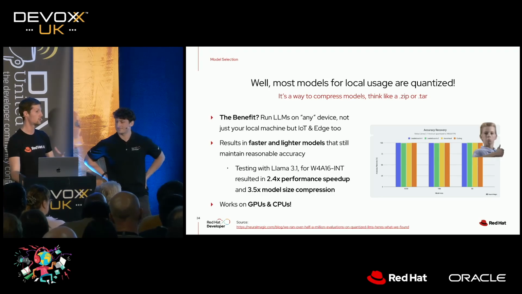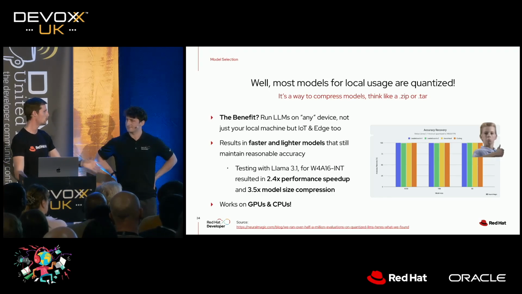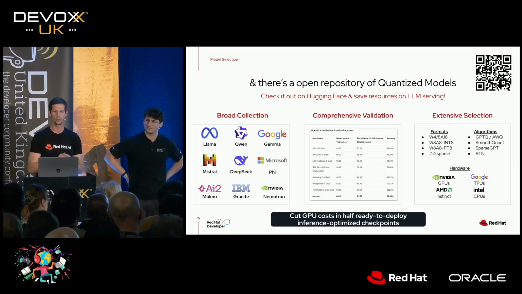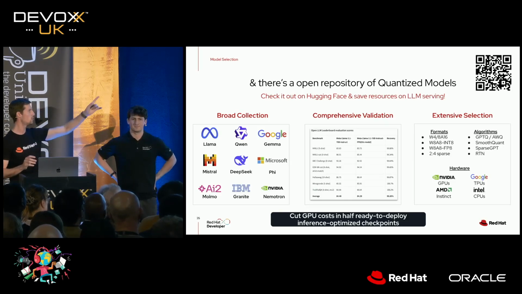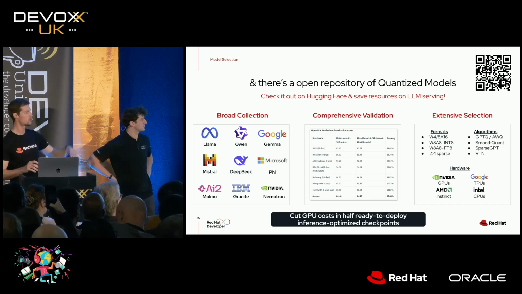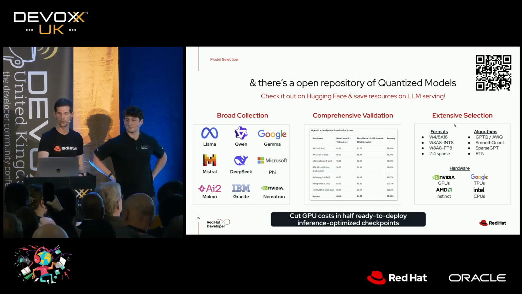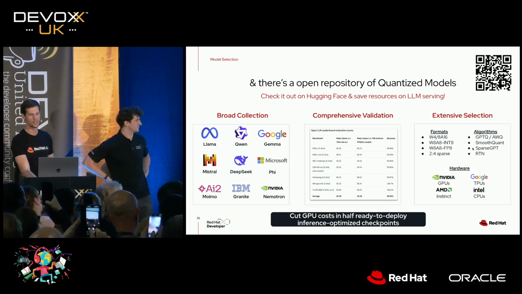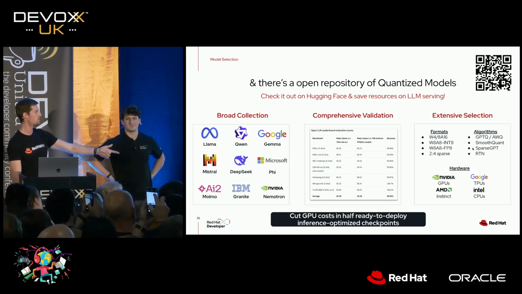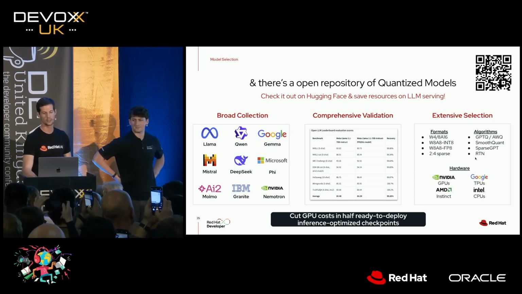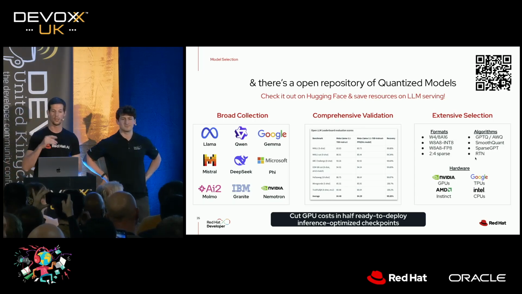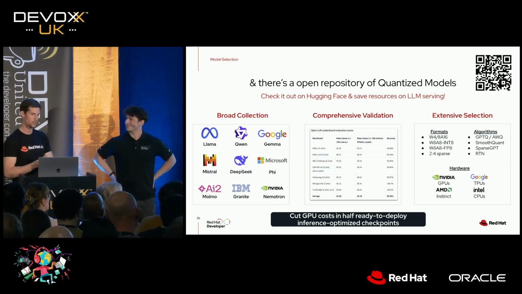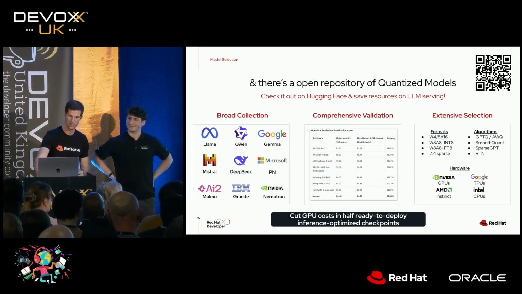So you don't have to use these GPUs. You can run it as well on CPUs. And we have an open repository of quantized models. If you scan this QR code, you will have a lot of ones to try with a lot of formats as well, different algorithms that run on hardware from NVIDIA and others, and cut the GPU hosts in half, ready to deploy inference, optimized checkpoints. And we will see this in action in a few minutes.